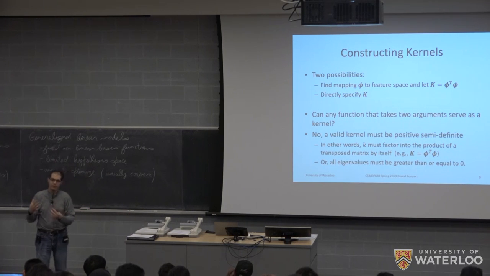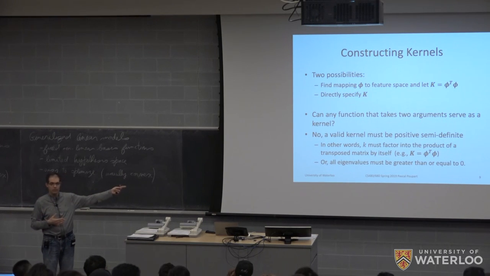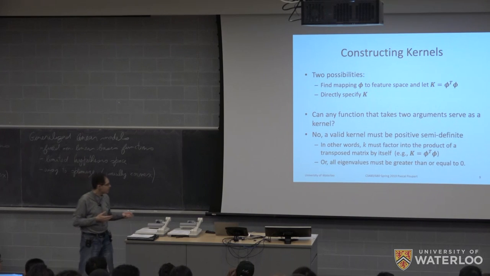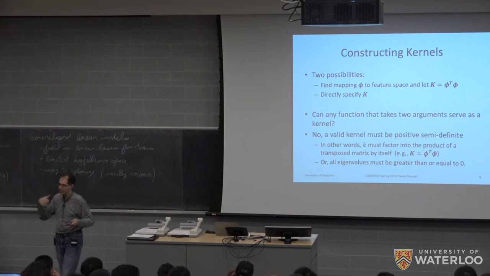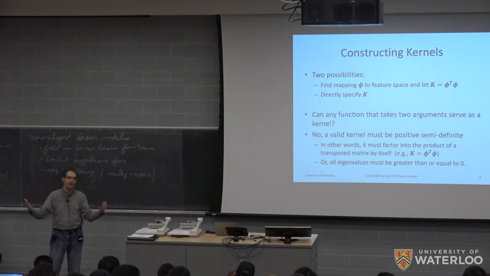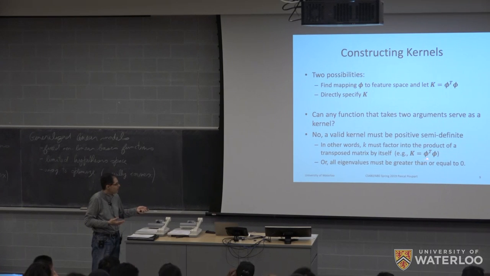So positive semi-definite matrices arise in all kinds of scenarios, and they arise here as well. The Gram matrix needs to be positive semi-definite. By definition, a matrix is positive semi-definite when it can be factored into one matrix phi that you can multiply by itself, and then it gives us K again. So that's why the Gram matrix or the kernel function needs to be positive semi-definite. It just means that there must exist some matrix phi that you can multiply by itself.